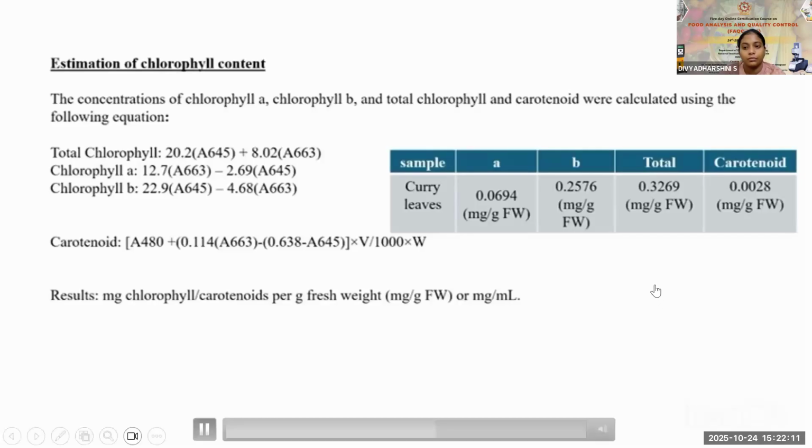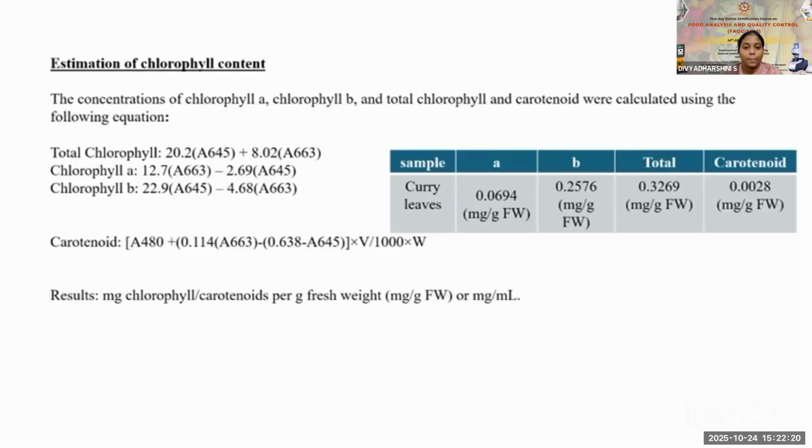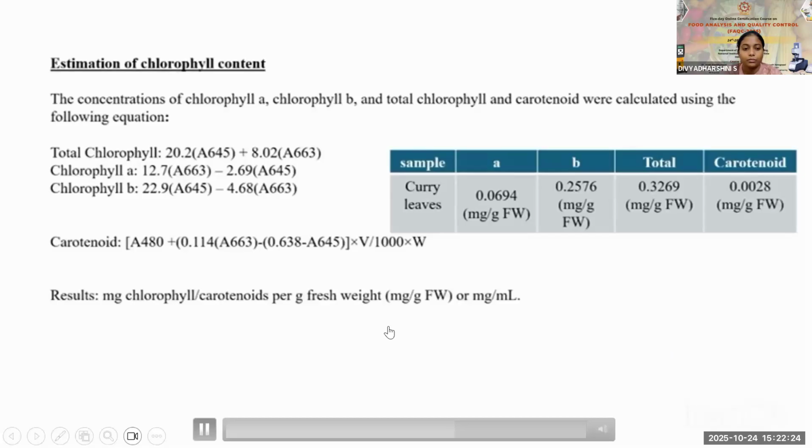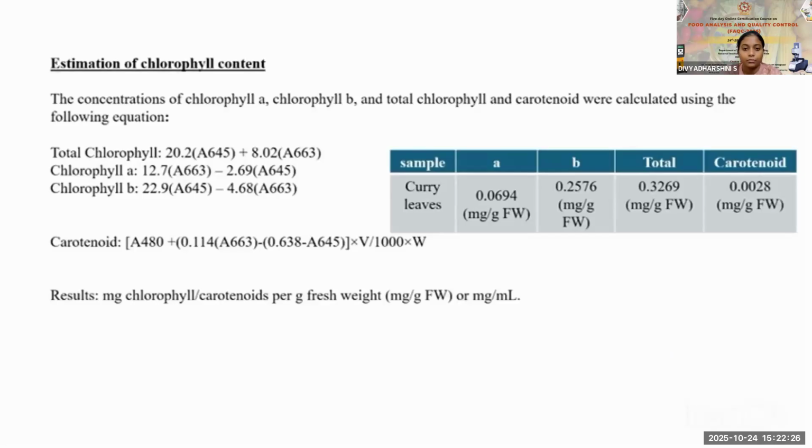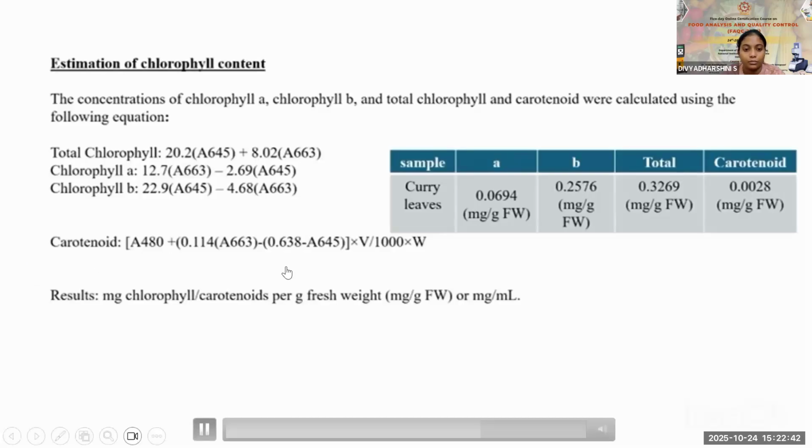So the equation is as follows: total chlorophyll as 20.2, A represents the absorbance at 645 nanometer. So here 3 absorbances are there: absorbance at 645 nanometer, absorbance at 663, and absorbance at 480. So these are the 3 absorbances we have taken from the UV spectrophotometer. Then by substituting the absorbance value in the formula, here we can see the curry leaves I have taken.